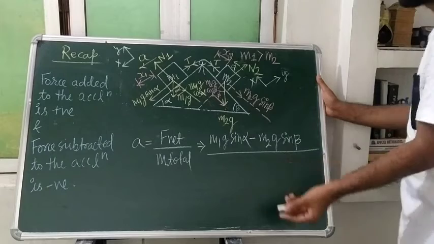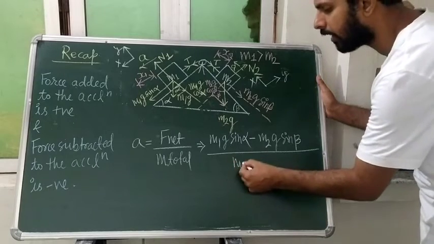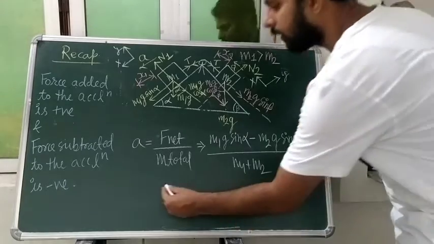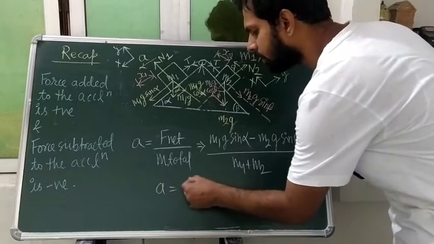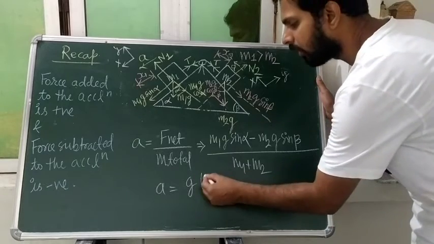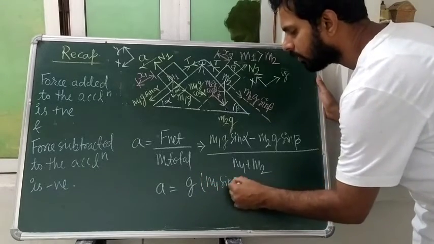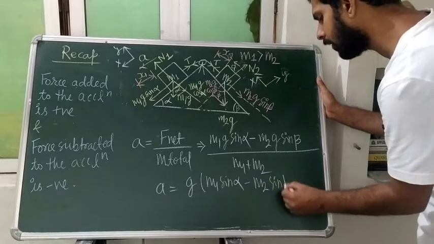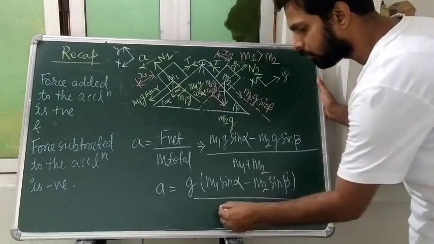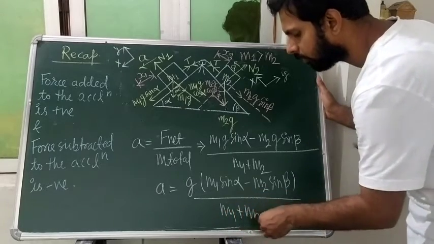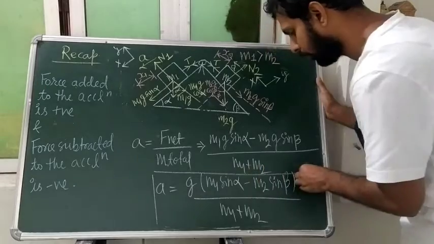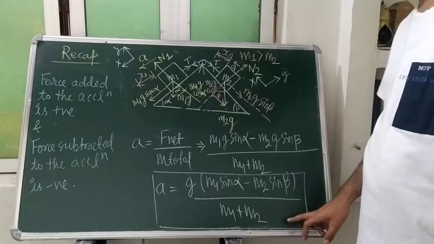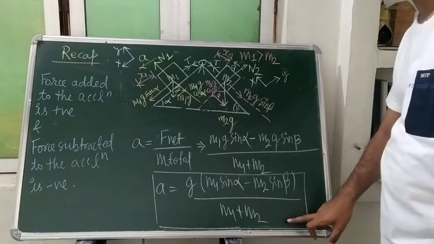and divided by what? Total mass, students. So total mass is m1 plus m2, and of course from here we will get the expression of acceleration. If you take out g as common, it will come out as m1 sin alpha minus m2 sin beta divided by what, students? m1 plus m2. Don't get confused with the expression of acceleration.